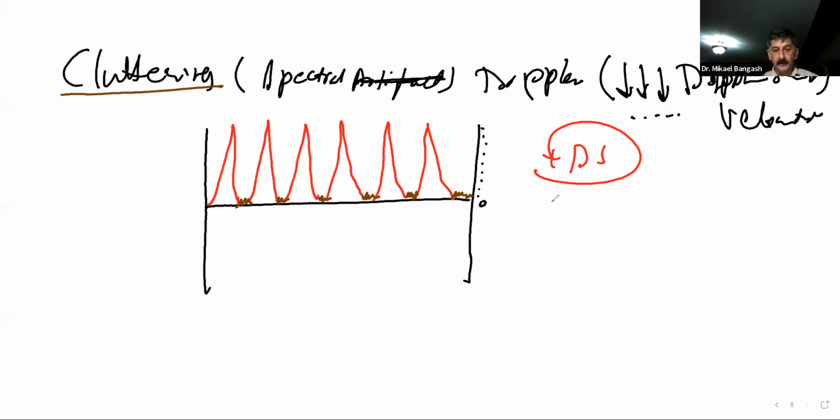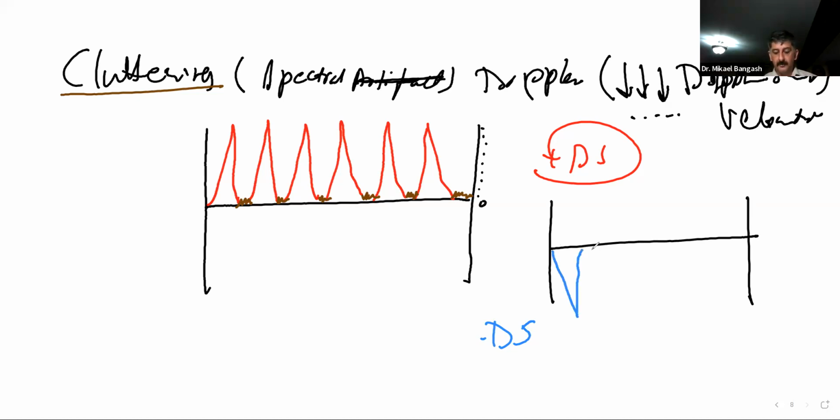Some of you may then say, Mike, what if we had a negative Doppler shift? Well, yes, this would be your negative Doppler shift on the spectral Doppler.